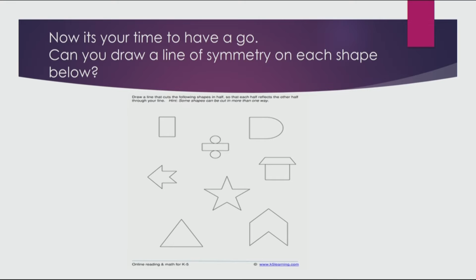Now it's your time to have a go. Can you draw a line of symmetry on each shape below? So I give you 3 minutes to do the activity. Use a ruler and a pencil so that your line is straight. Yes, a line of symmetry must be a straight line, not a curved one or a crooked one.